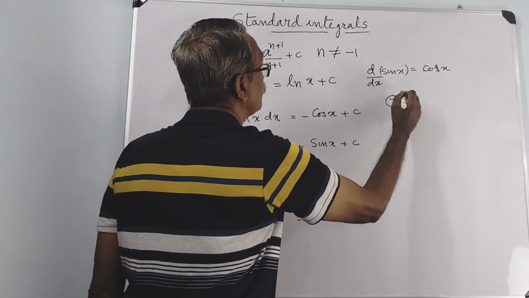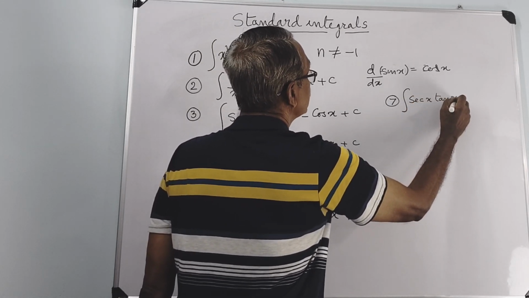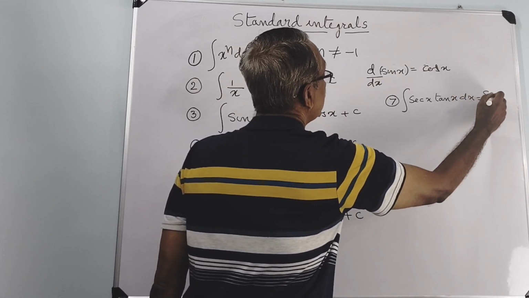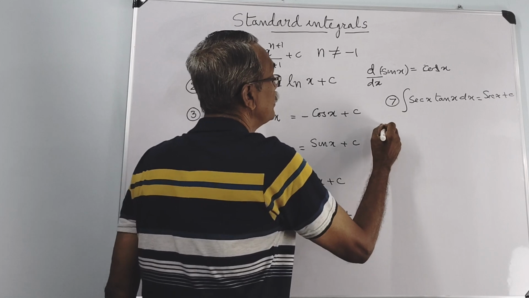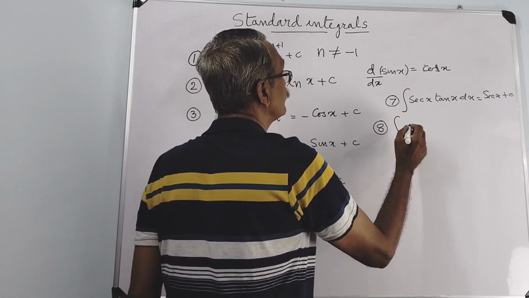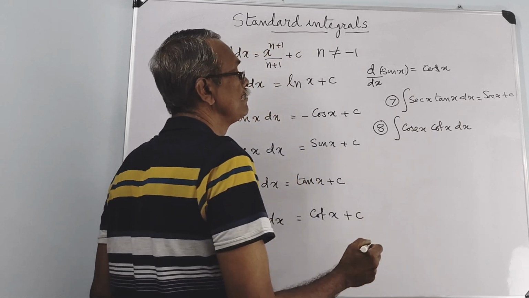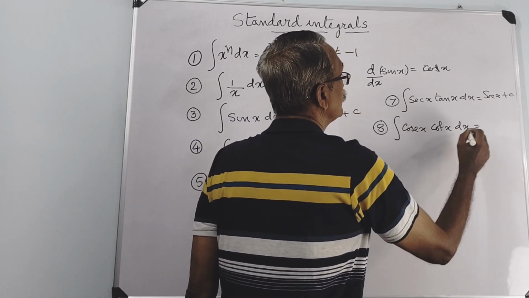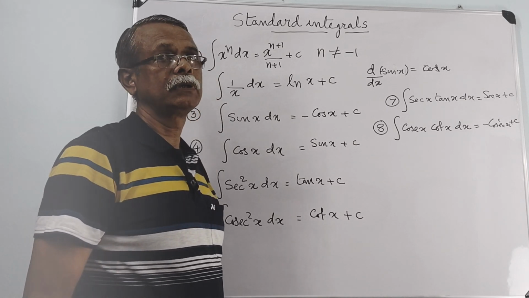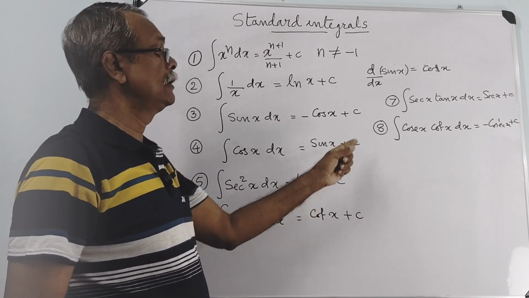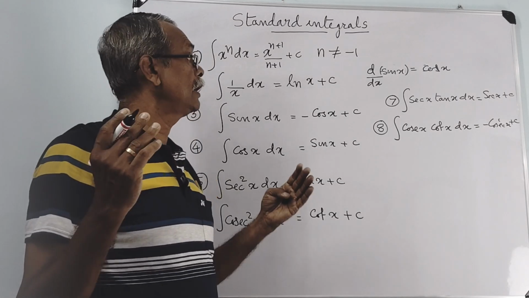7. Integral secant x tan x dx is equal to secant x plus c, because the derivative of secant x is secant x tan x. 8. Integral cosec x cot x dx is equal to minus cosec x plus c. So, these are all obtained by differentiating, using what we know from differentiation.